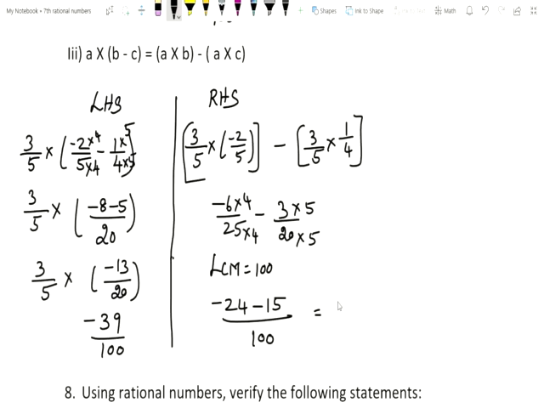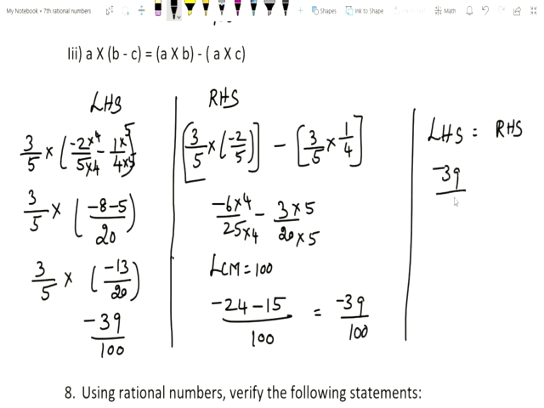Now you add this: minus 39 by 100. Now you check, LHS equals RHS, because that value minus 39 by 100 equals minus 39 by 100. So hence proved. Do you understand, children? This is a very important sum.